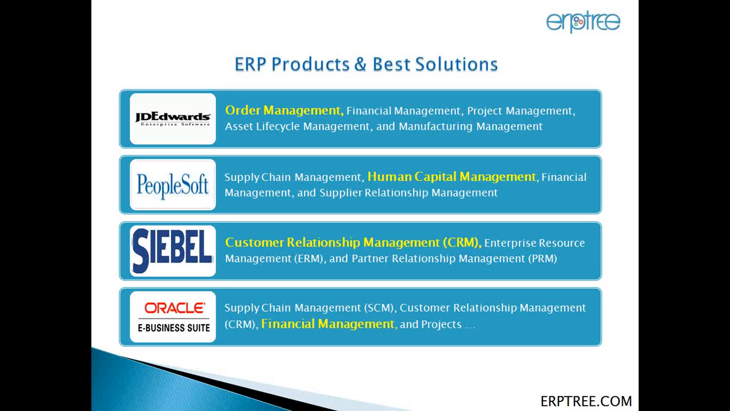That means they have to take the license from JD Edwards for order management, and for HCM they have to take the license from PeopleSoft. For CRM solutions, from Siebel. For financial management, they have to take the license from Oracle EBS. That means they have to take licenses from different vendors, and when they do that, they have to invest a lot of money, and they have to maintain different technical teams to manage the different ERP products.